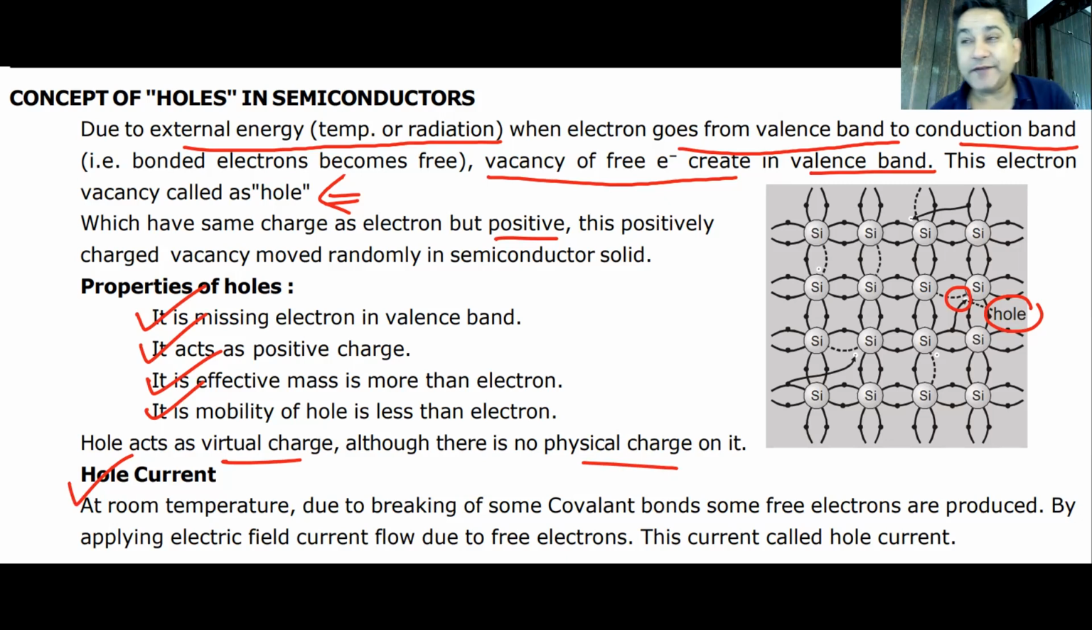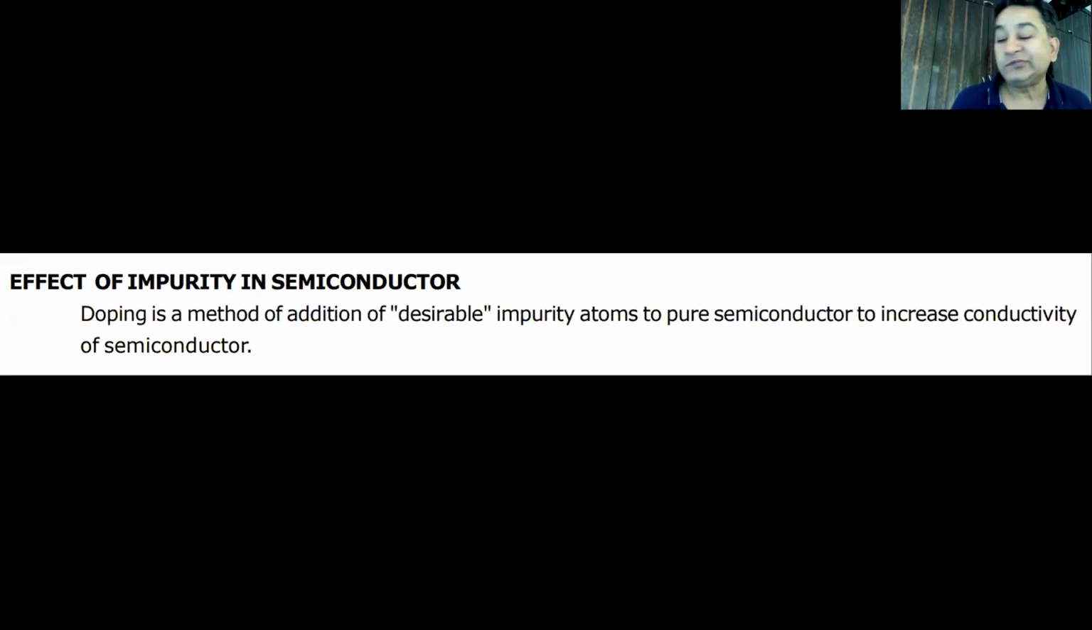The question is, how can we increase the conductivity of the semiconductors? And the answer is, they are pure, you make them impure. What do you understand by making them impure? Pure silicon and pure germanium are not good conductors. I want to make them better conductors, so I'm going to add something inside them. That something is known as impurity. Do we understand this? Yes, sir.